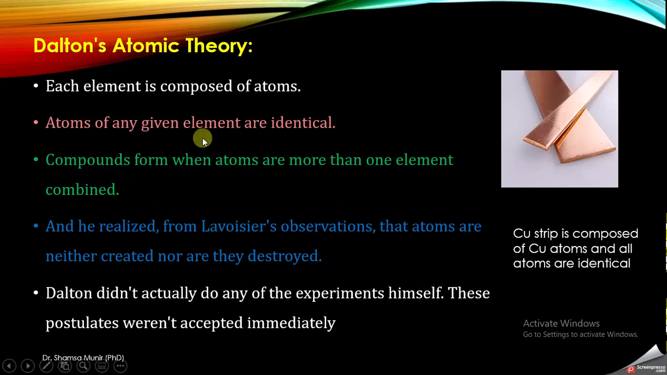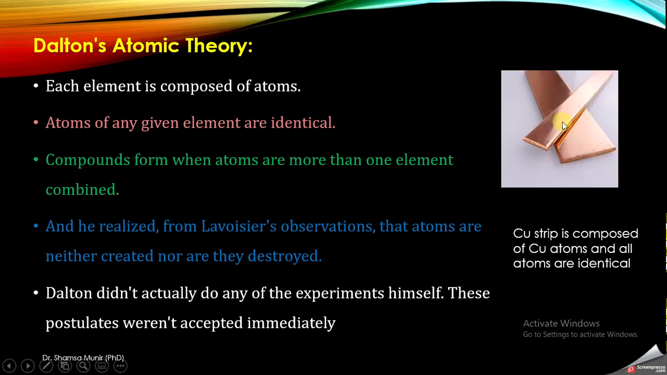So what were these postulates? He said that each element is composed of atoms. For example, if you see this copper, it is an element and it is composed of copper atoms that are identical. So atoms of this element are identical. Compounds are formed when atoms react together, atoms of different elements. For example, the atoms of this copper element can react with the oxygen in the air to form copper oxide.